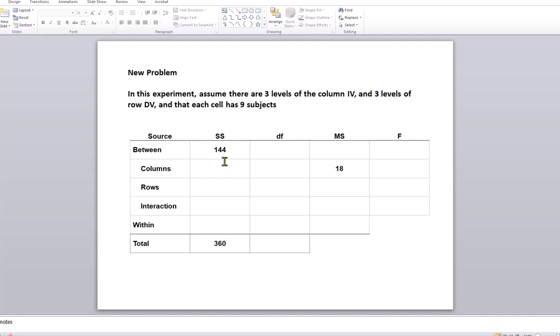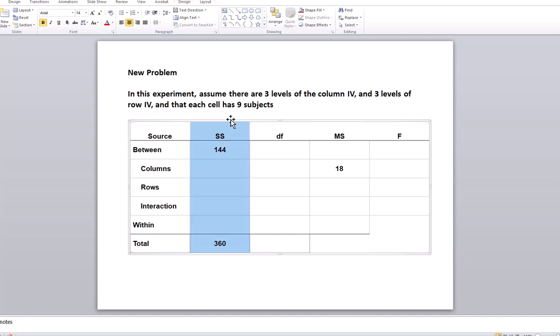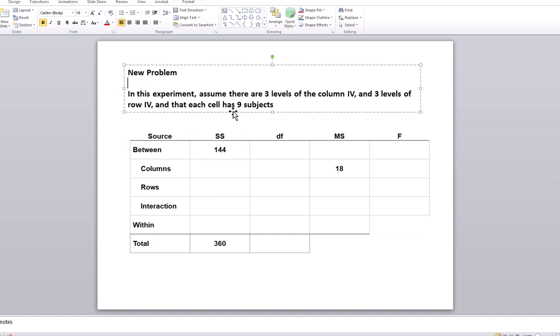So we've got a table that only has 3 pieces of information in it, but we have some text at the top, and it says, assume there are 3 levels of the column independent variable, the column IV, that is not a Roman numeral, 3 levels of the column IV, and 3 levels of the row IV, independent variable, and that each cell has 9 subjects. Okay, so what we have here is a 3 by 3 design.